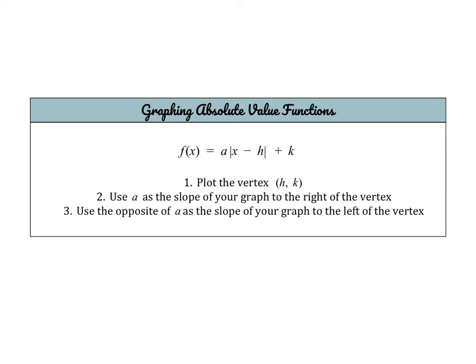Then that a value, whatever this a value is, you're going to use it as the slope of your graph to the right of the vertex. So if it's positive, you're going to go up to the right, and if this is negative, you're going to go down to the right. And then on the other side of your vertex, you're essentially going to reflect it. You're going to use the opposite of a as the slope of your graph to the left. So this is just a different way we can approach graphing absolute value functions, and you might find it a little bit easier. So again, start with the vertex, which will always be h, k, and then use a as the slope to the right.